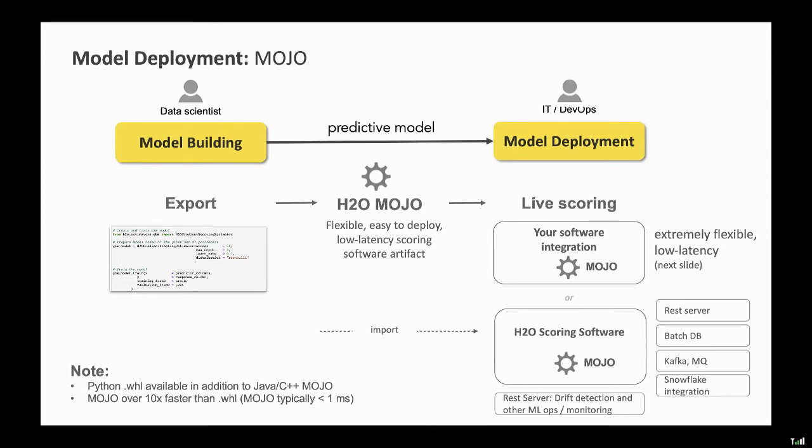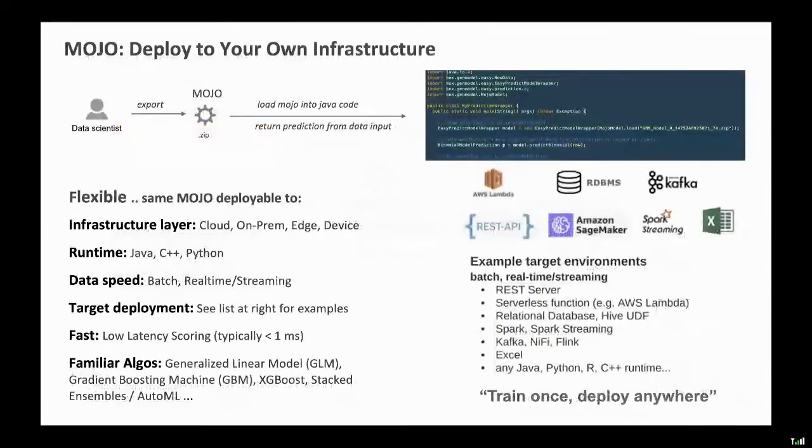I'm focusing on Java. There is a Python version of this. The Python version is slower because it's not a compiled language. And the mojo, the Java mojo, typically scores in less than a millisecond. So data going in to the mathematical logic, data coming out, that typically takes less than a millisecond, so you can get very high throughput on these scorings.